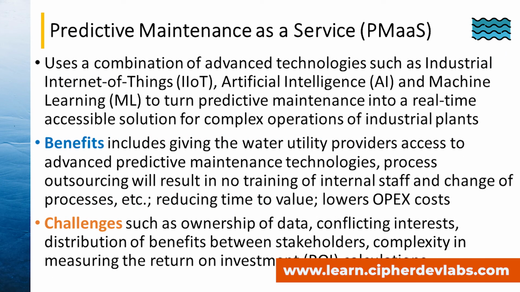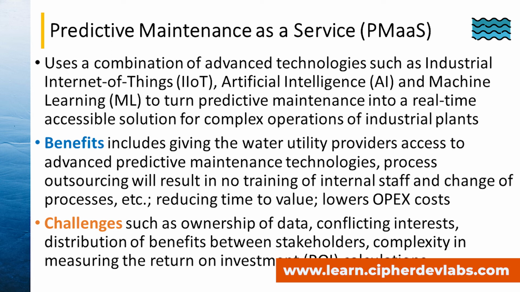Then we have new emerging business models called Predictive Maintenance as a Service, or what we call PMAS. So it uses a combination of advanced technologies like Industrial Internet of Things, artificial intelligence and machine learning to be able to understand and predict maintenance into real-time accessible solutions for complex operations of industrial plants. If you look at a traditional manufacturer, they might not have the required expertise to implement predictive maintenance in their business operations because those sensors require a significantly high level of data in order to train those machines to be able to detect anomalies very accurately.